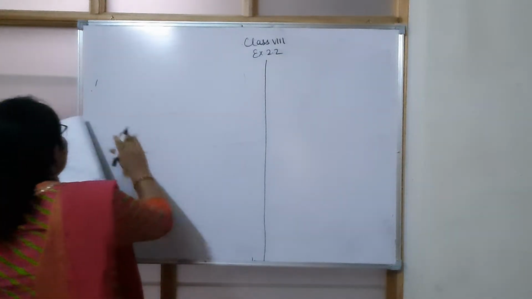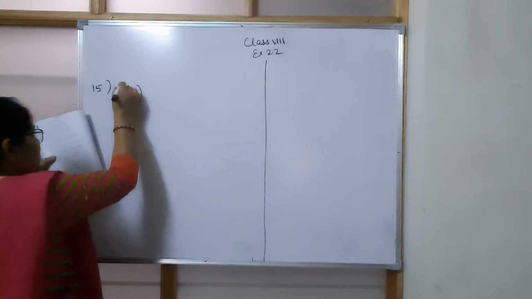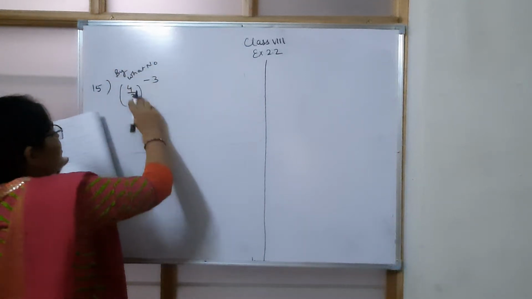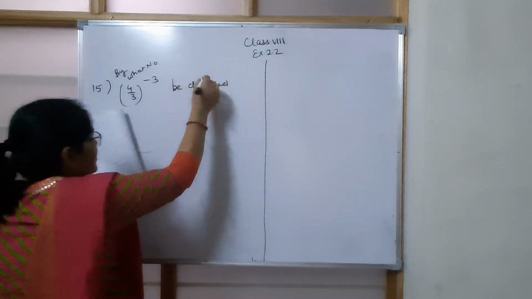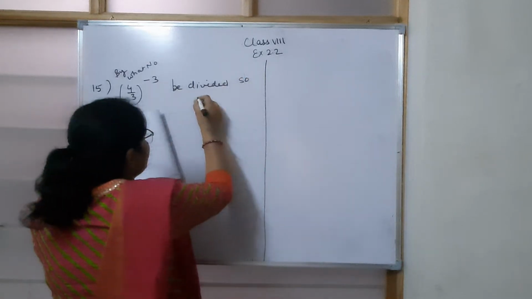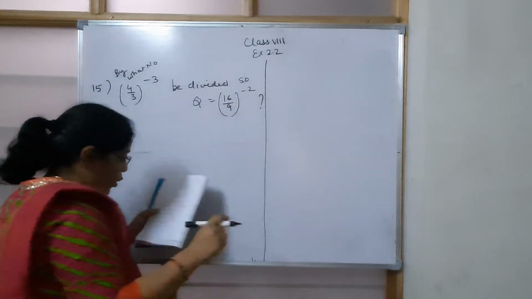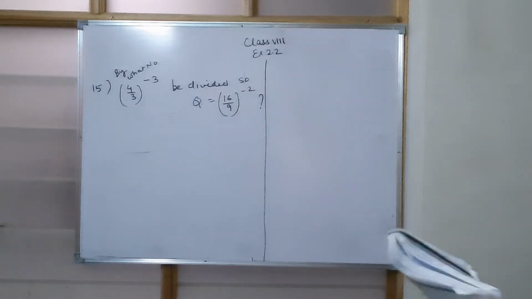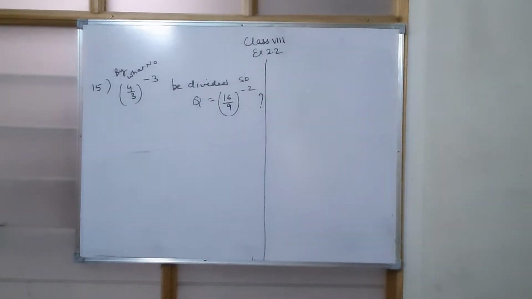So just look here, question number 15. By what number should (4/3)^-3 be divided so that the quotient should be (16/9)^-2? It is very much important that you should understand the question first. Okay, then only you will be able to understand the solution. By what number should (4/3)^-3 be divided so that the quotient is (16/9)^-2?